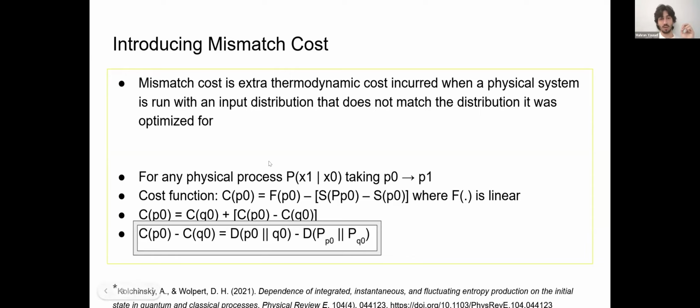So just a quick explanation. If we have a process that takes an input distribution P0 to P1 and a cost function C, we can, using simple algebra, rewrite the cost function by adding and subtracting C(Q), where Q is the distribution that minimizes the cost. And if we rearrange the terms, this term, which equals the drop in the KL divergence, is the mismatch cost.